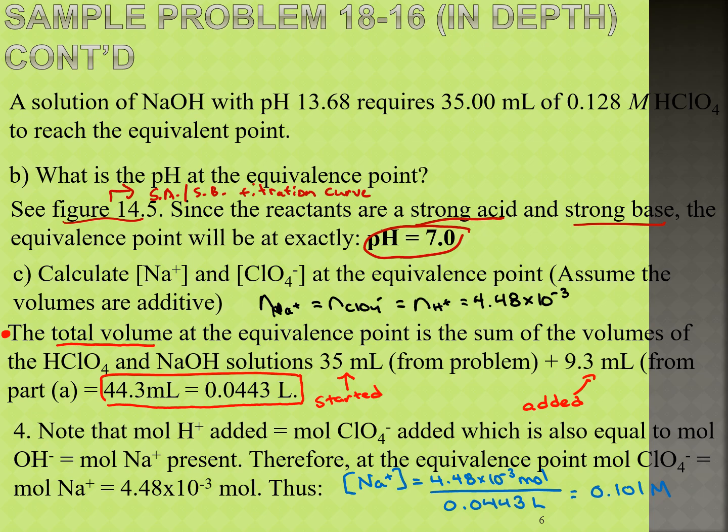All right, so that kind of ends the strong acid, strong base titration problems. And usually those are the easiest ones to calculate. Now we're going to turn our attention over to strong acid and weak base titrations.